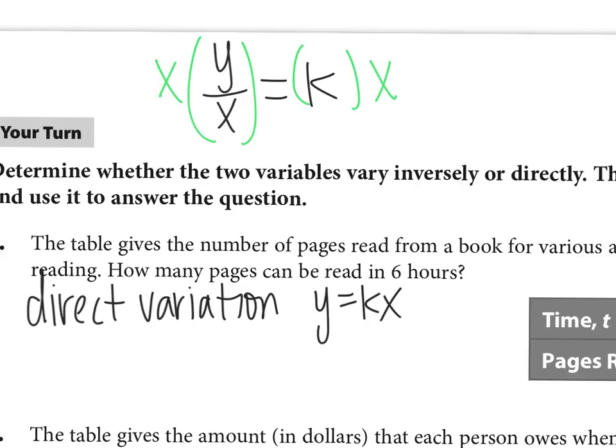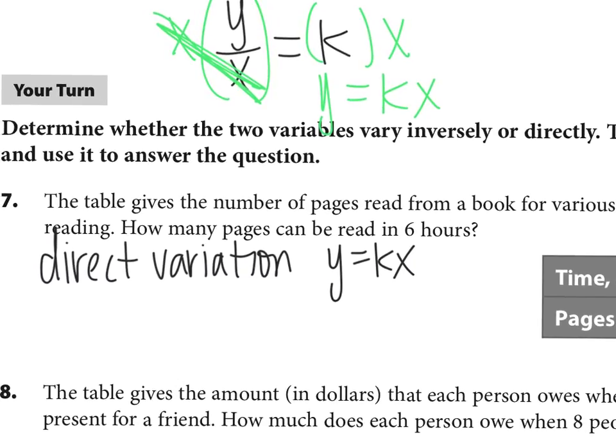So I'm going to multiply both sides by X. On the left side, those X's cancel, and that's where I get the equation Y equals KX. And K is our constant of variation. In this problem, that was 600. So Y equals 600 times X.